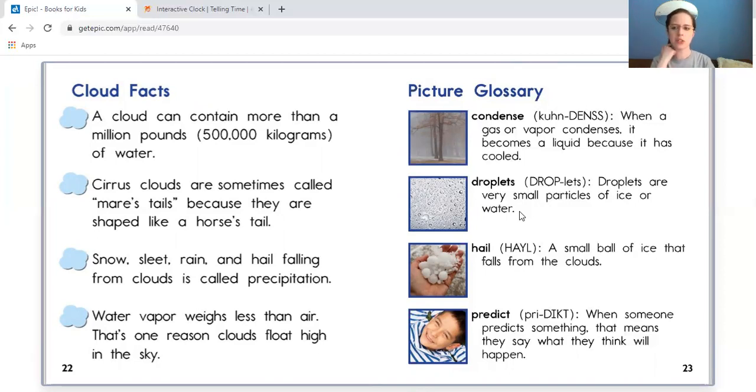Then we have definitions of our different vocabulary words over on the other side. We had condense, which means when a water vapor or a gas or vapor condenses, it becomes a liquid because it has cooled down. Droplets are very small particles of ice or water. Hail, a small ball of ice that falls from the clouds. And predict, we know about predictions. We did one of those this week with Grandpa's Corner Store. When someone predicts something, they say what they think will happen.